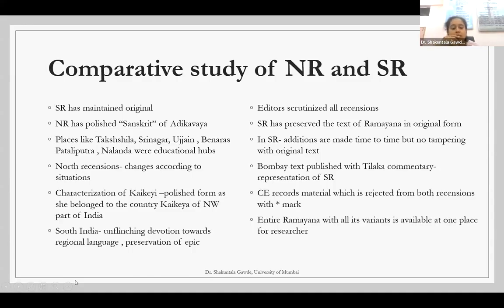Whereas the southern tradition had devotion towards the regional language. Therefore, they preserved the epic as it is. They profusely preserved the epic as it is.